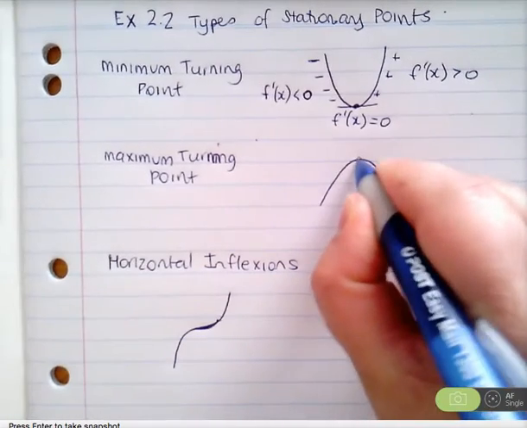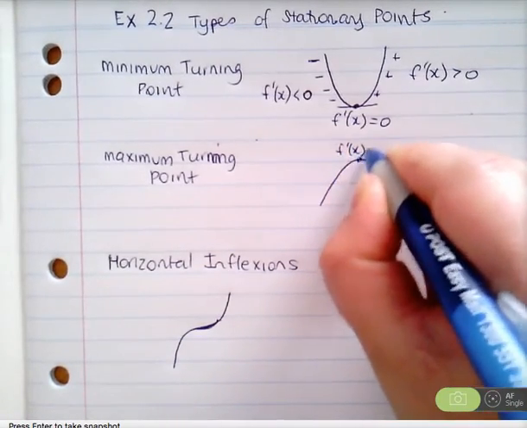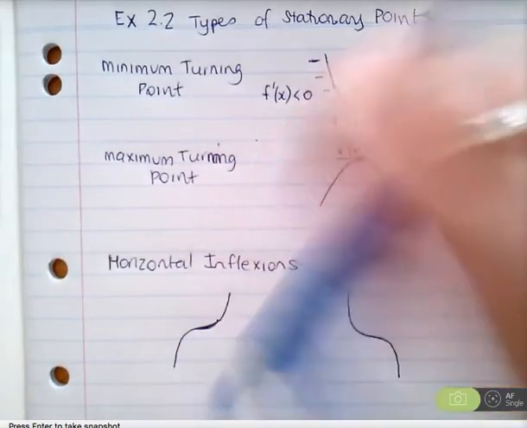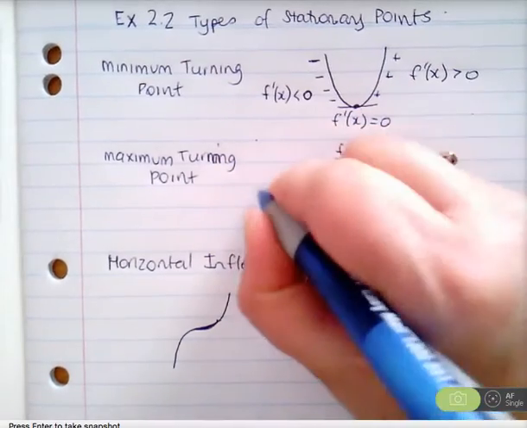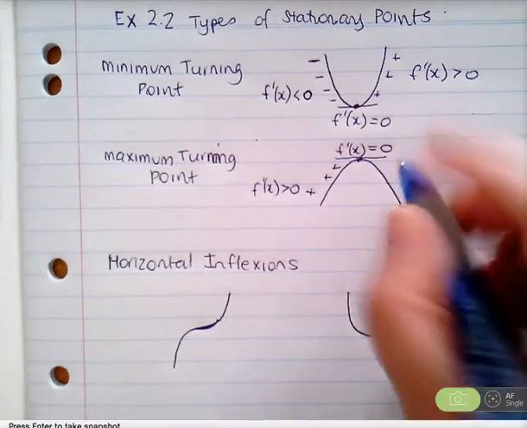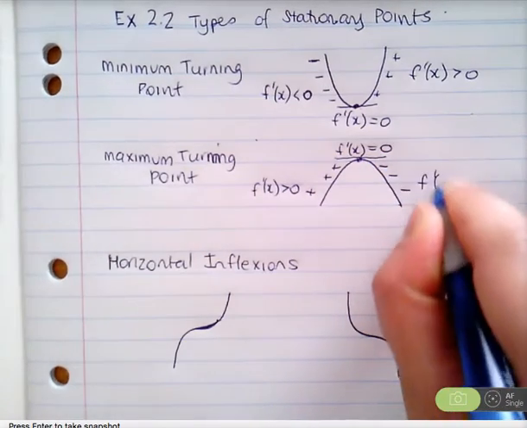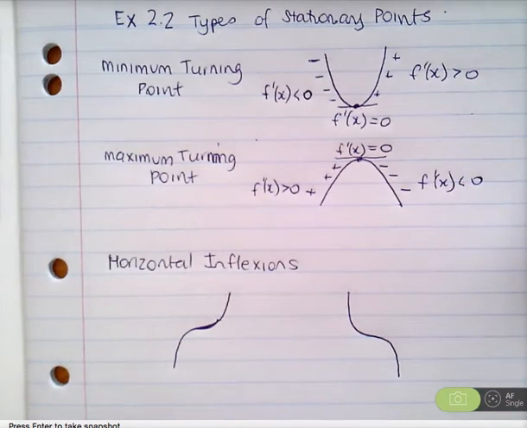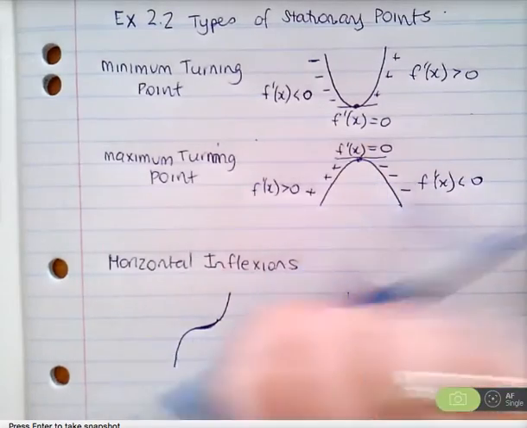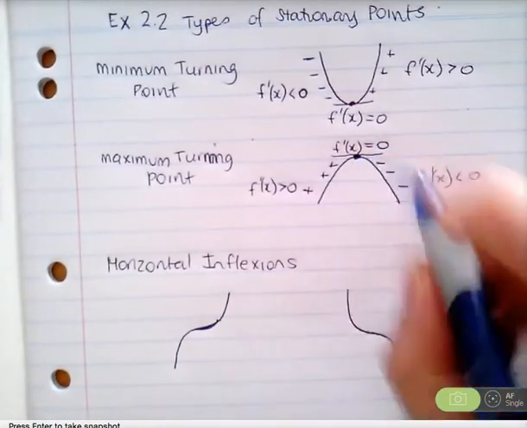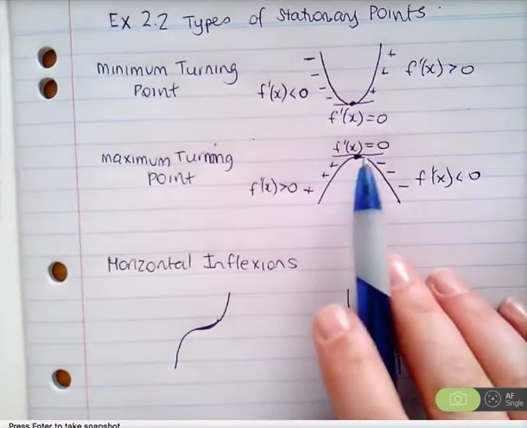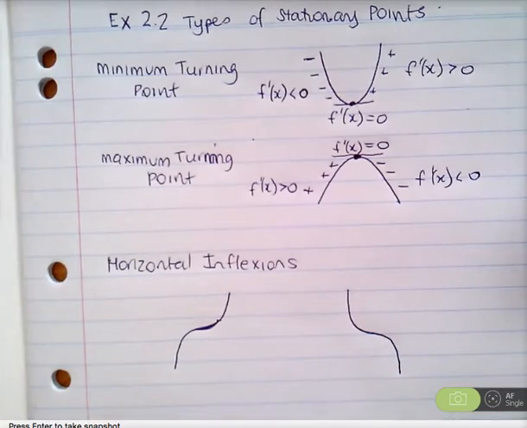Here with a maximum, here's my maximum turning point up here. And at the maximum, the first derivative is 0. But on either side, on the left-hand side of the maximum, we have a positive gradient. So f dash x is greater than 0 on the left. And on this right-hand side of the maximum, I've got a negative gradient. So f dash x is less than 0. And so later, with some questions, if you're testing whether it's a maximum, you'll find your stationary point there, and then you'll look at the gradient on the left-hand side and on the right-hand side of that stationary point to determine whether it's a maximum or a minimum.